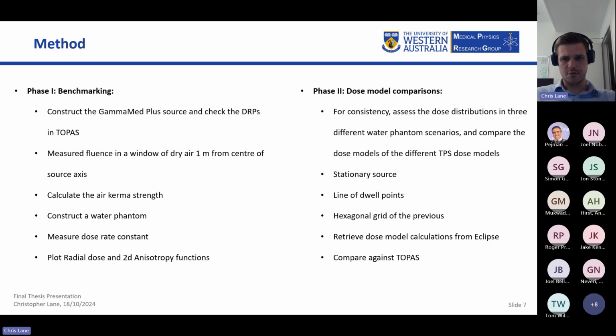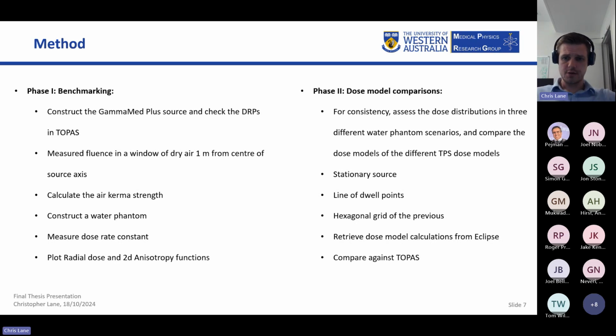So the 3 scenarios were just a stationary source in a water phantom. Then there was a line of dwell points, so the source is moving, and then a hexagonal grid of that line of dwell points. So there'd be 7 different lines of dwell points.